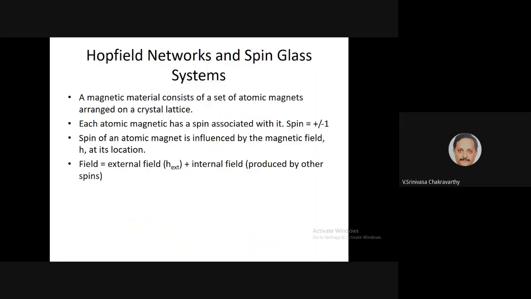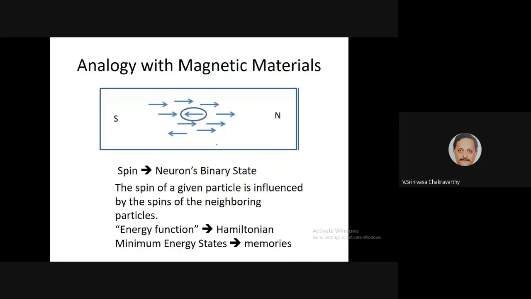So the net field acting on a given spin is the net effect of all the other neighboring magnets on it. And you might also have an external magnetic force. Remember how you might have tried to magnetize some piece of iron, just as a game in your high school days or middle school days? How do you do that?